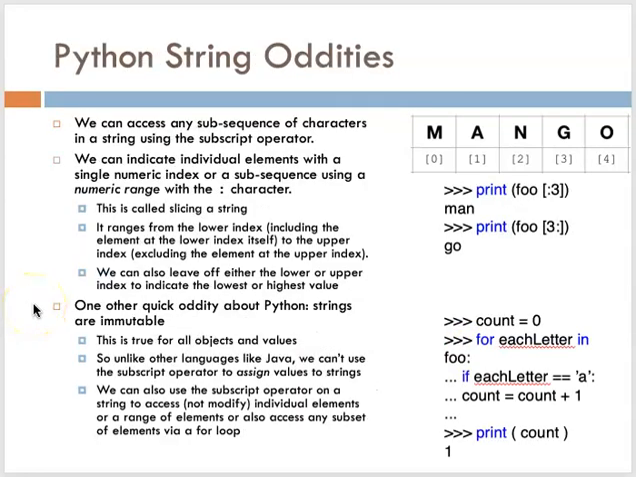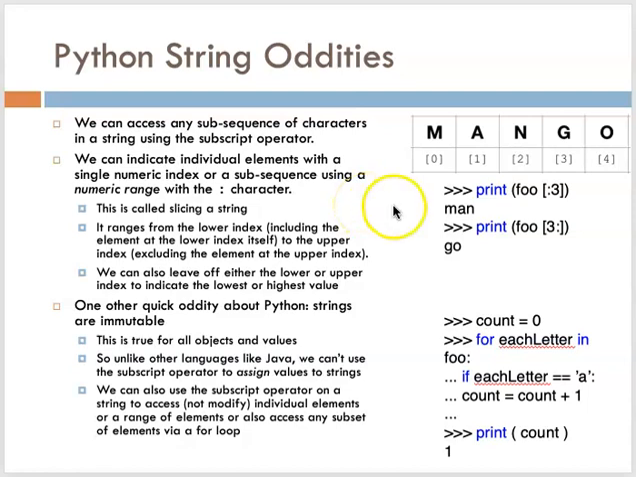Now, there's some oddities to how Python processes strings, and they make life a lot easier for us, but they also make it somewhat confusing at times, depending on what your background is and how you're coming to it. You can access any subsequence of characters in a string using that subscript operator, and so you can indicate individual elements with a single numeric index, as we saw, or a numeric range with the colon character, as we saw as well. And this is sometimes called slicing a string, since you can slice it up into different substrings.